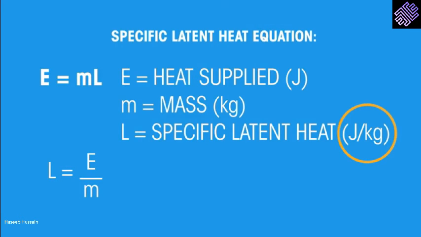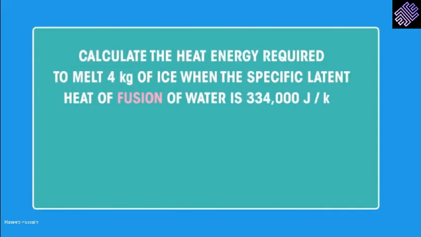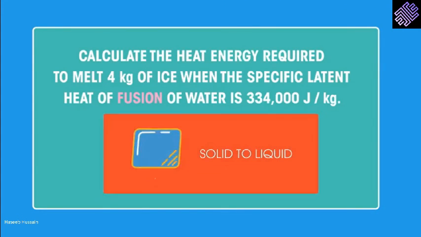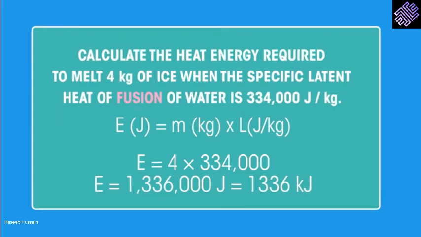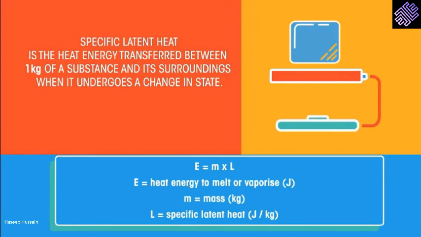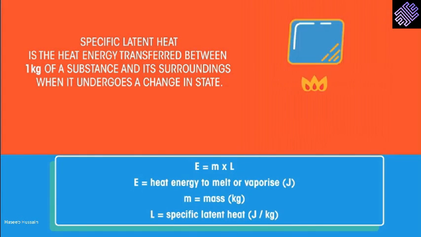Let's do a practice problem. Remember, the specific latent heat of fusion is the energy required by water to change from solid to liquid. By writing the equation and substituting the values, we get 1.336 million joules. That is a lot of energy. We can convert this into kilojoules by dividing it by 1000. We get 1336 kilojoules.